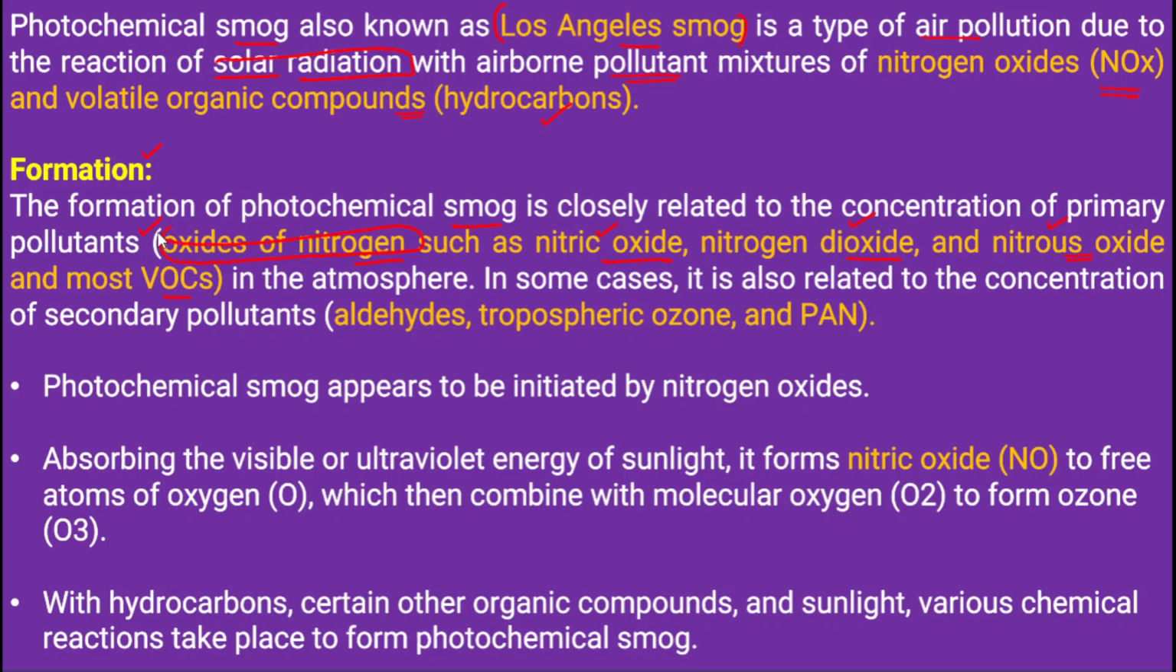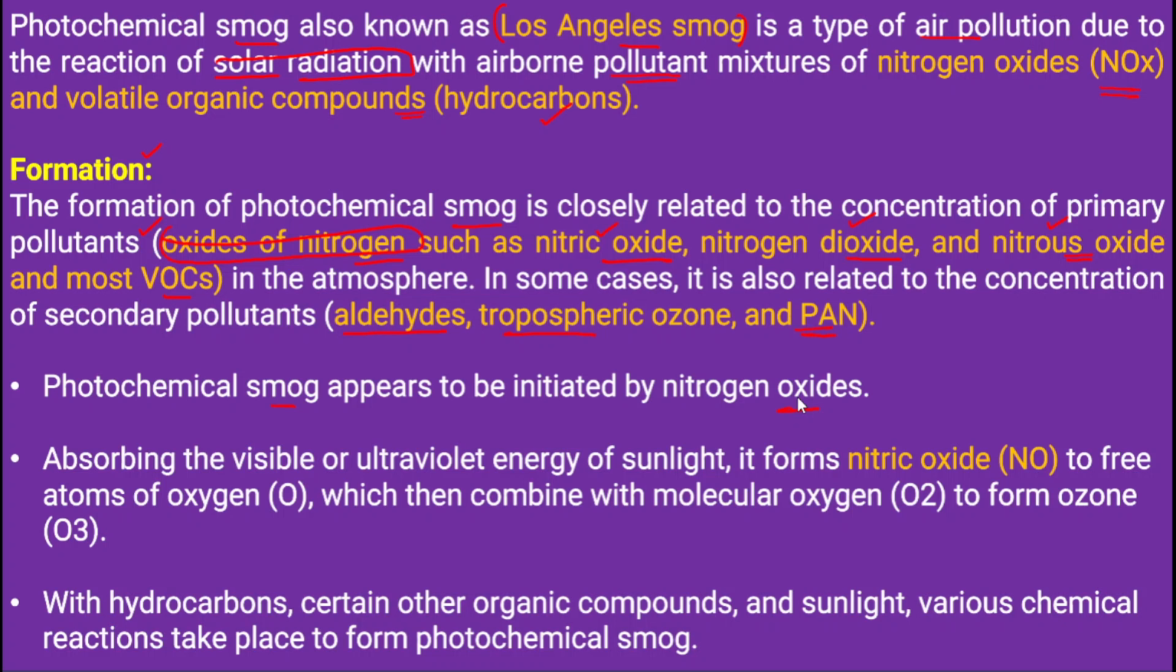Now in this context there are some secondary pollutants as well. So what are those secondary pollutants? Aldehydes, tropospheric ozone and other pollutants. So these are categorized as primary pollutants and secondary pollutants, and they are mostly responsible for the photochemical smog formation in the atmosphere. Now photochemical smog usually appears, initiated by the nitrogen oxides. We already know about that. Nitrogen oxides and other pollutants are responsible for the formation of photochemical smog.